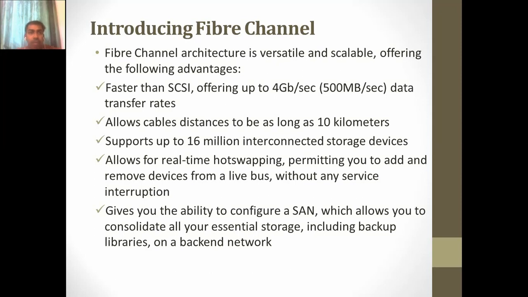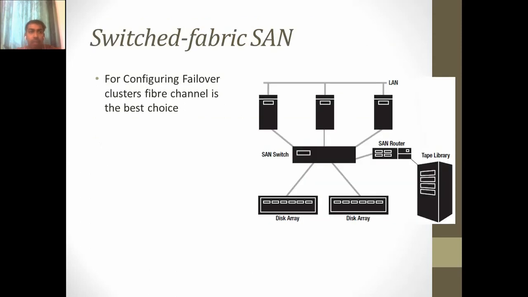Also they offer different advantages, like it is faster than SCSI devices. Also, it allows cable distance of nearly up to 10 kilometers. So that is the main advantage of using fiber channel. Nowadays, cable TV uses fiber channel because the data transmission rate is very high. Also, the clarity of data is very high. So they use this kind of fiber channel. Also, fiber channel supports up to 16 million interconnected storage devices. So that is the main aspect behind this.